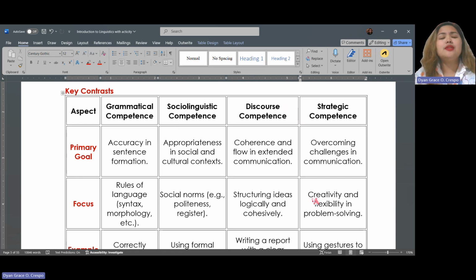But for the sociolinguistic, are you polite? Is it appropriate? Yun. So, yeah. So, I think creativity is third.